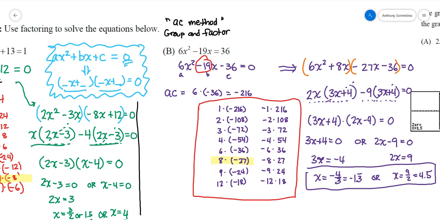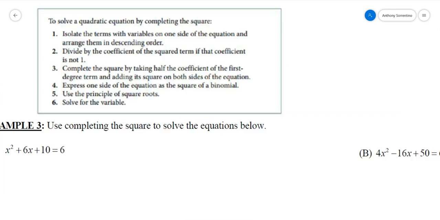So now let's get into the two methods that do work. The first of which is completing the square. So let's talk about that next. In your textbook and in your notes here, you have this little box that describes the procedure for completing the square. But here's why it works. I'm going to get into that a little bit before we start getting into the procedure.